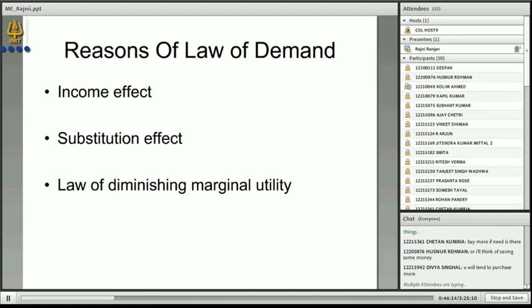So the income effect says that when the price of a commodity comes down, consumers are left with more disposable income in their hands, and if they have the demand for that particular product, that is, they are willing, they have the ability and they have the desire to buy the product, they are going to purchase more units of that product.